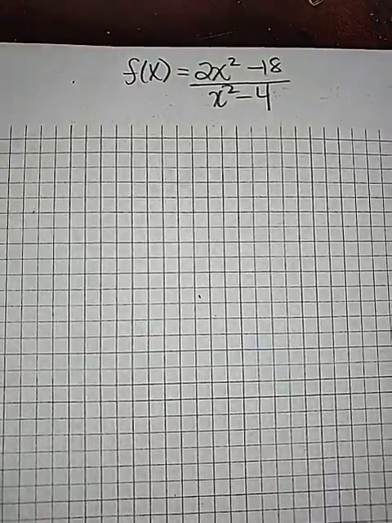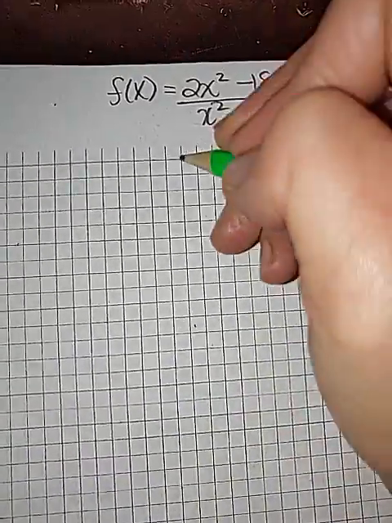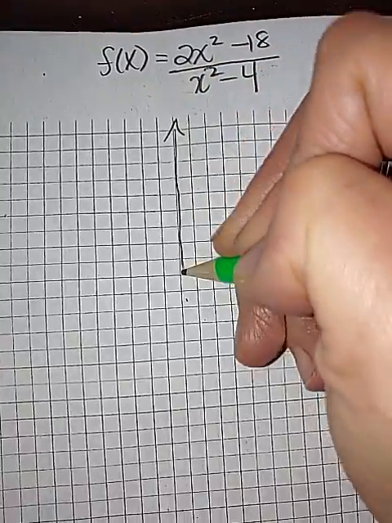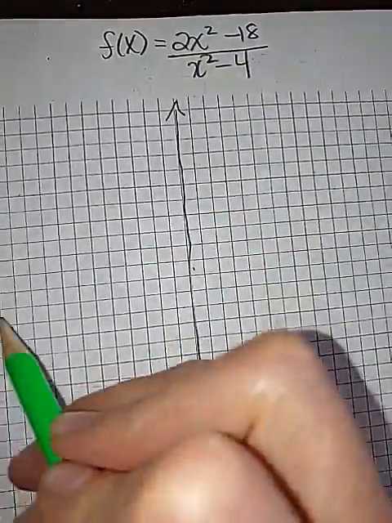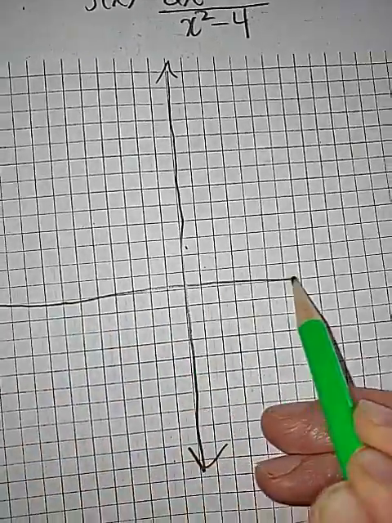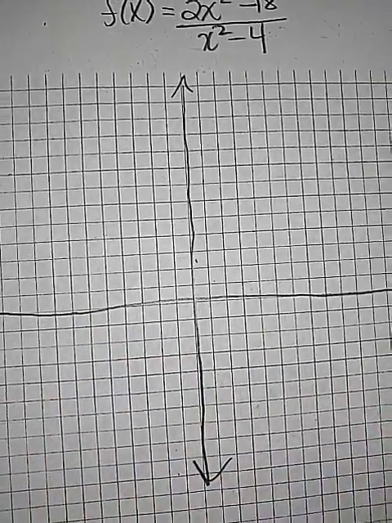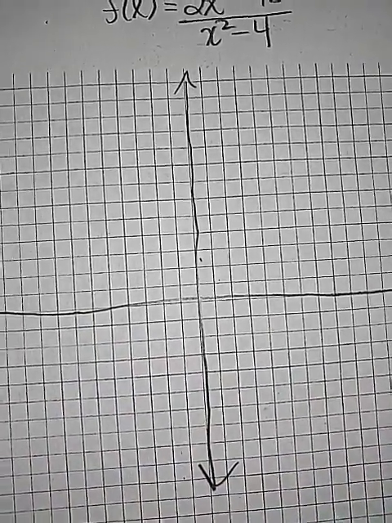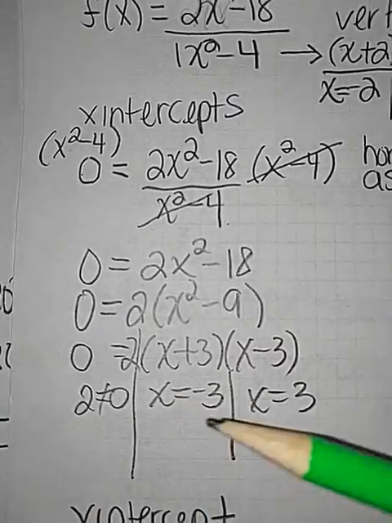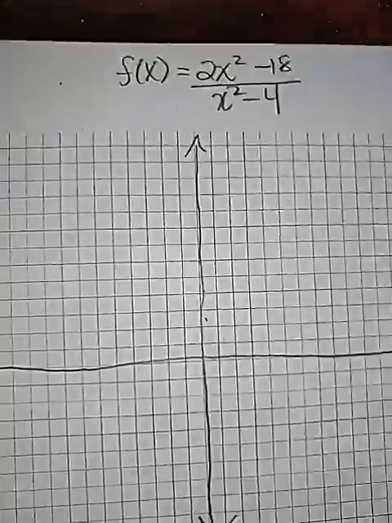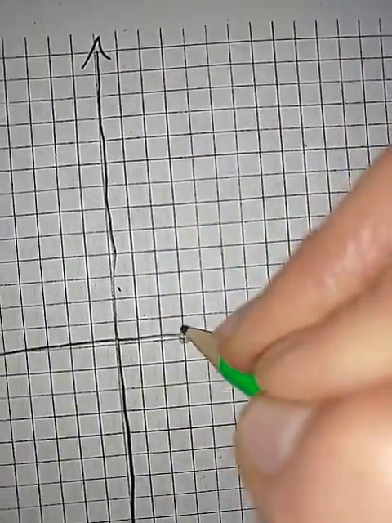Okay, so now we're going to take all that information from the first part of the video and we're going to graph it. All right, so here's my graph paper. The first thing I found out about my graph were my x-intercepts. So when I solved for my x-intercepts, I got -3 and +3. Okay, so I'm going to plot -3 and +3.